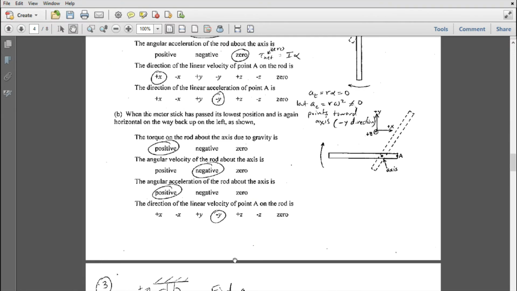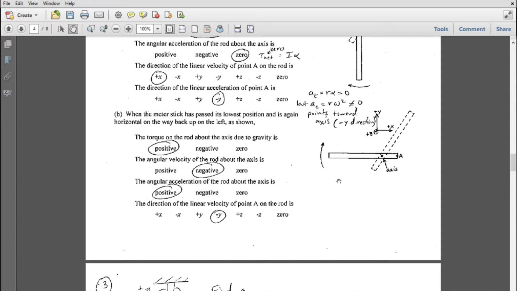B, a little while later, the meter stick has passed its lowest point, and it's heading upwards on this side. Okay? The torque on the rod about the axis due to gravity, well, let's see. Gravity wants to try to twist it in this direction, right? Gravity wants it to move down, and that's a torque in the positive direction, right? Because we said counterclockwise is positive, so that's a positive torque due to gravity. The angular velocity of the rod about the axis, well, the rod's still rotating in this direction. Positive is the opposite direction, so it's a negative angular velocity.